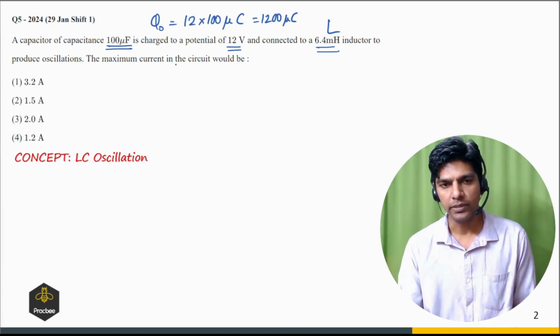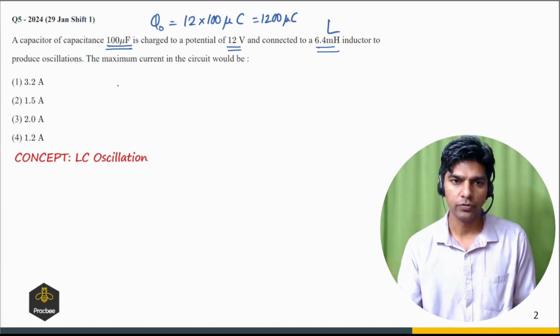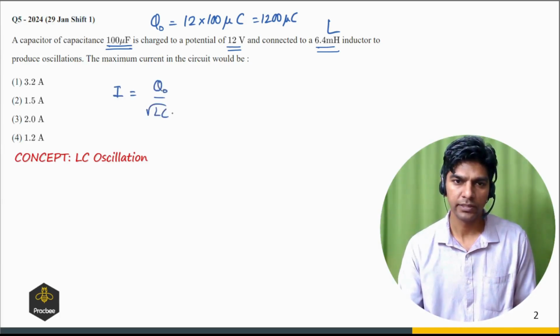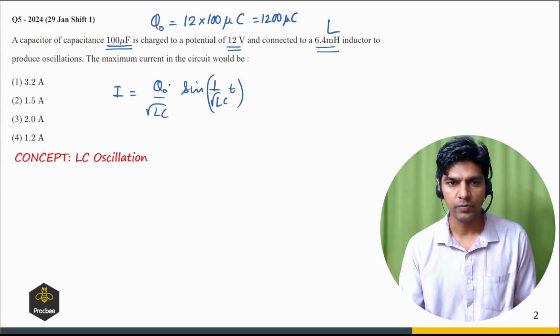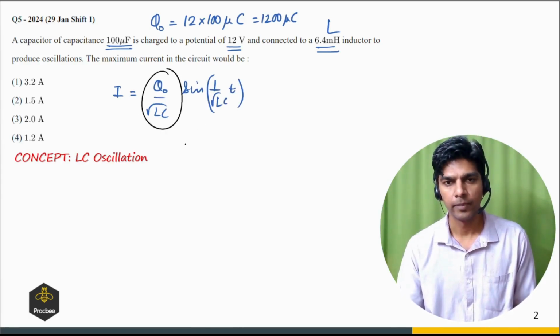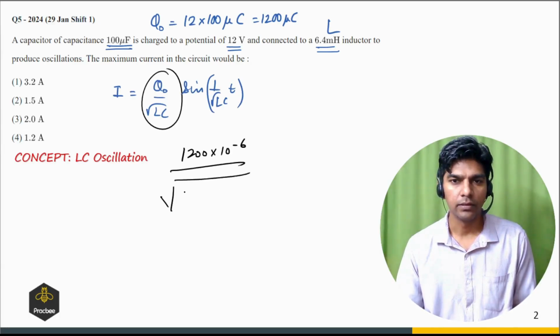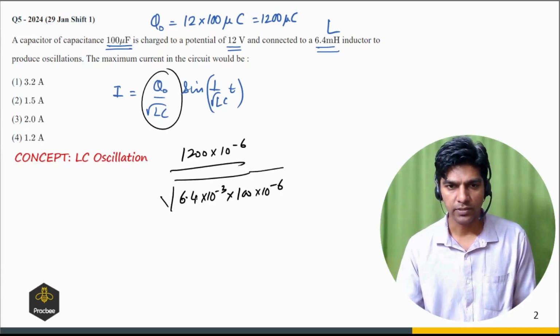The maximum current in the circuit would be, so we know that current is given as Q naught by root LC sine 1 by root LC times t. Now by using this, the maximum value is nothing but Q naught by root LC. So Q naught is 1200 microcoulomb, and L is 6.4 into 10 raised to power minus 3, and C is 100 into 10 raised to power minus 6. So let us simplify this.